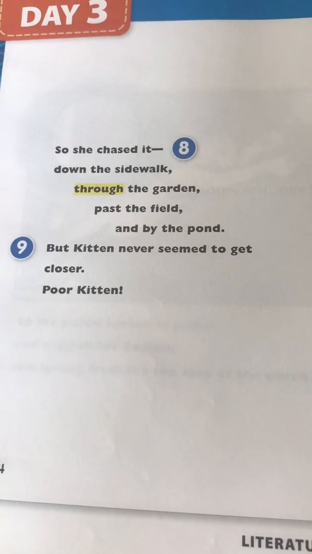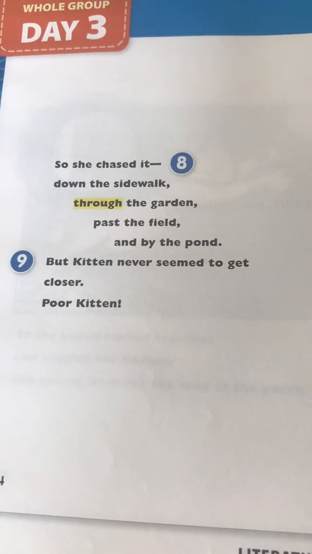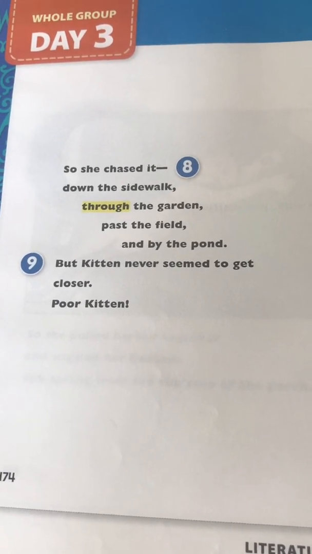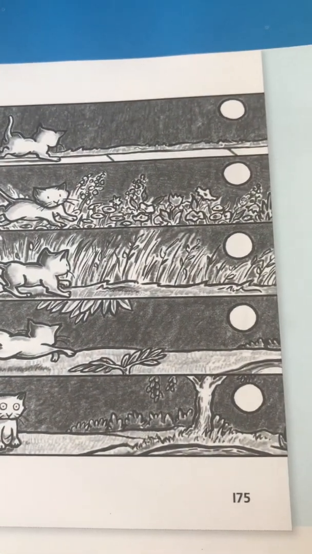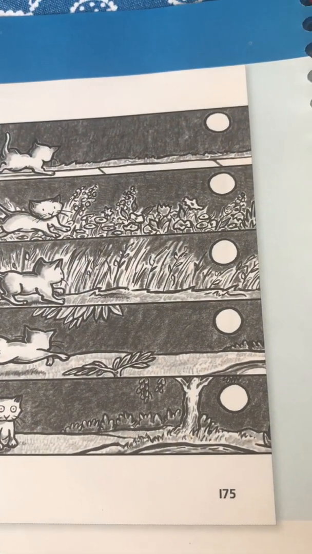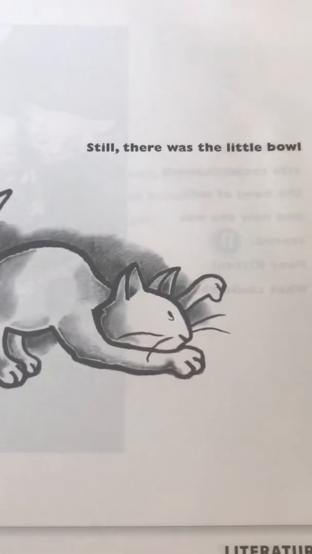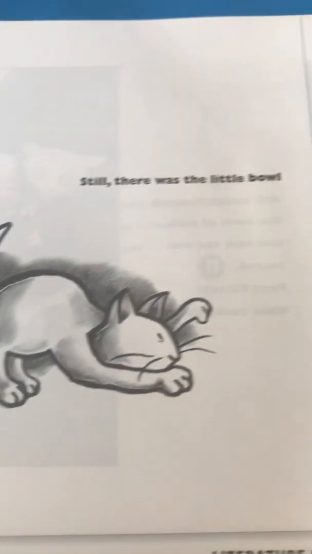So she chased it down the sidewalk, through the garden, past the field, and by the pond. But Kitten never seemed to get closer. Poor kitten. Still, there was the little bowl of milk just waiting. So the author wrote that again. That's called repetition, okay, to remind us that Kitten's still thinking about that bowl of milk, right?